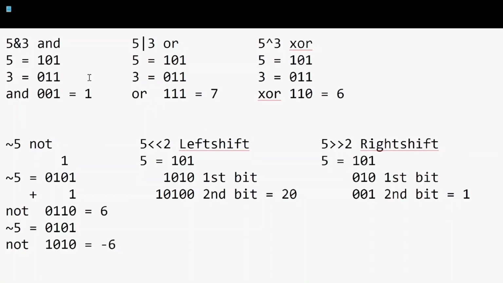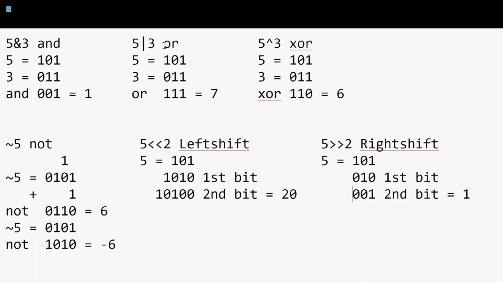First we will see the AND operator, 5 and 3. So 5 is equal to 101 in binary and 3 is equal to 011 in binary. Now we'll perform the AND operation. So 1 and 0 is 0, 0 and 1 is 0 and 1 and 1 is 1. So 001 is equal to 1 in decimal, so 5 and 3 returns 1 while performing the AND operation.